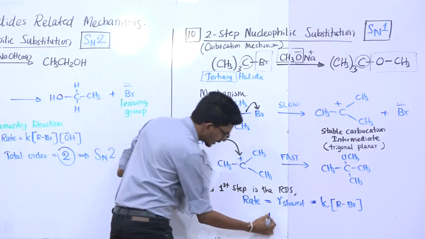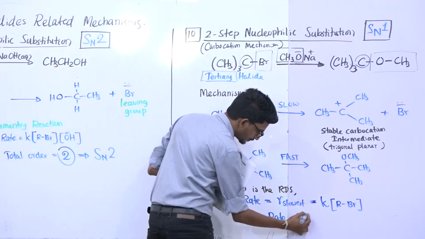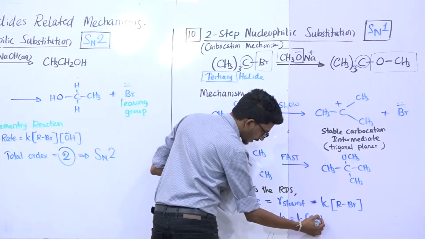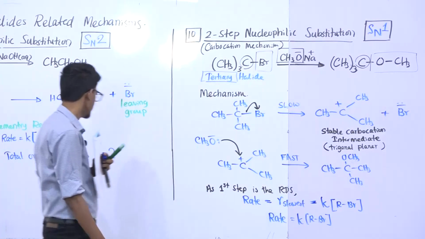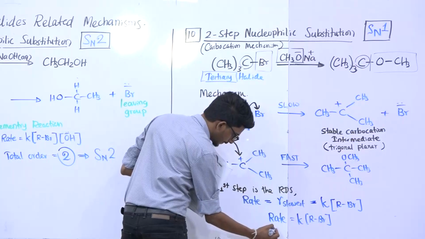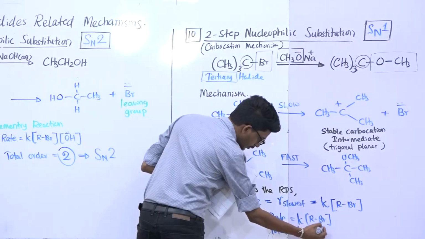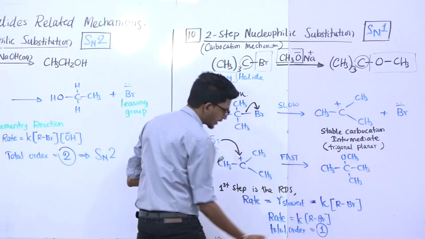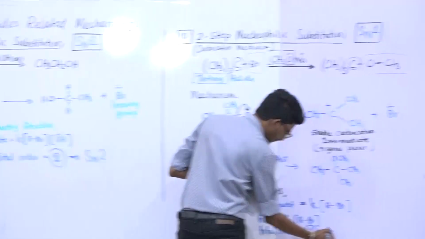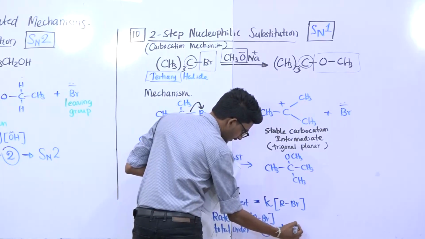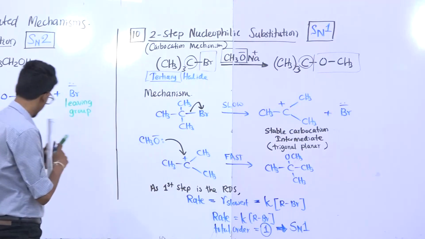So ultimately it becomes rate is equal to K into RBr, which was the first order kinetics, right? So total order is equal to 1, first order kinetics. That is why we name this as SN1, as it follows the first order kinetics.